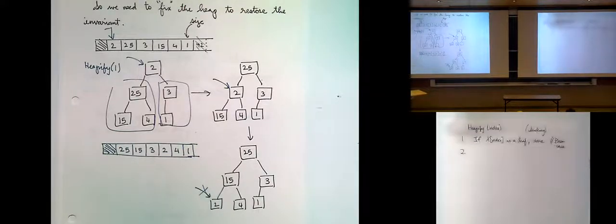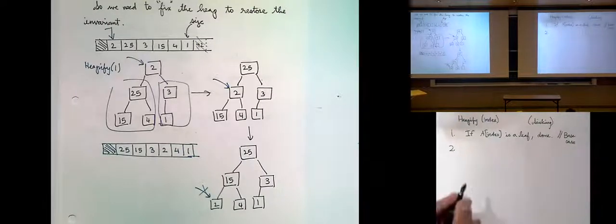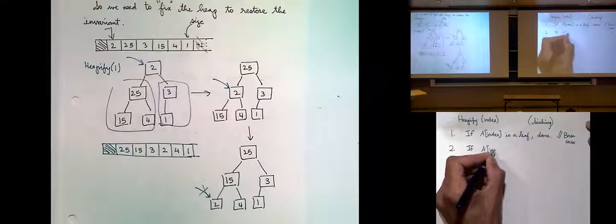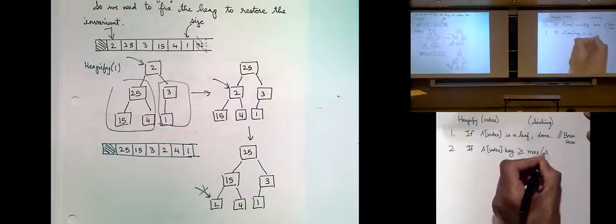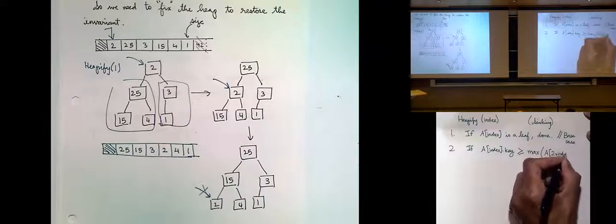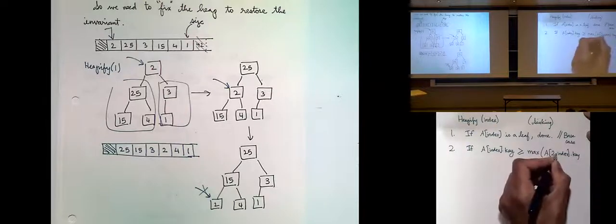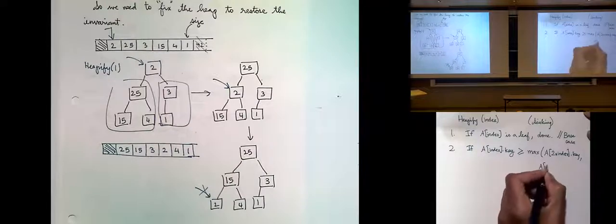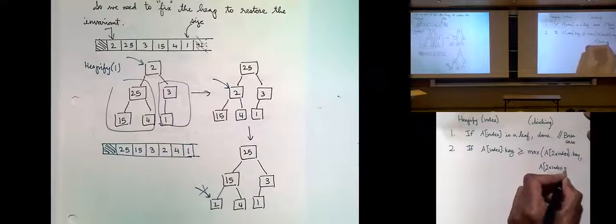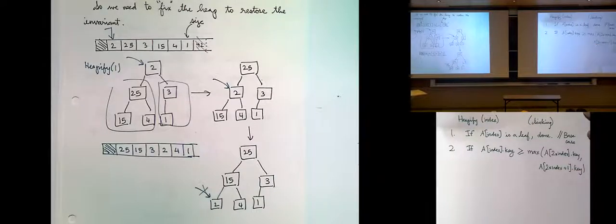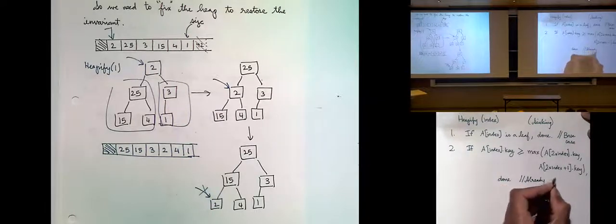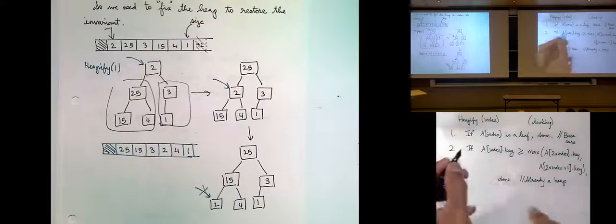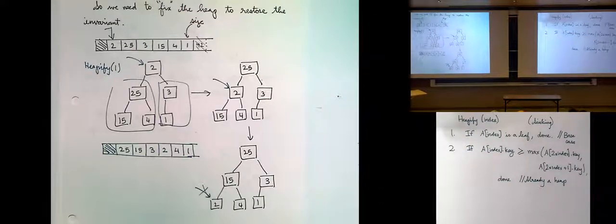All right, so the second step is we say if A of index dot key is at least the max of A of 2 times index dot key, or A of 2 times index plus 1 dot key, well, then we're done. It's already a heap. There's no problem, because the value at the parent is at least the value of the children.